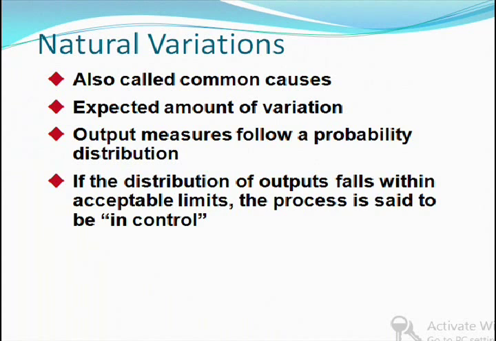Statistical process control, or SPC, has two variations: natural variations and special causes variation. Natural variations, also called common causes, are the expected amount of variation. Output measures follow a probability distribution. If the distribution of outputs falls within acceptable limits, the process is said to be in control. In short, common causes or natural variation is a type of cause which produces a stable and repeatable distribution over time.